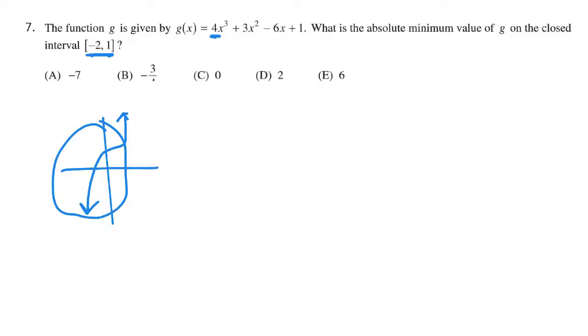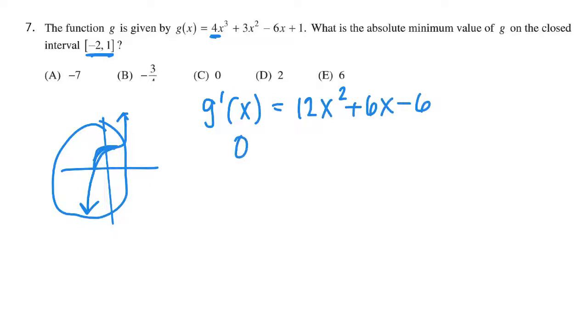So we do need to check though and see where this curve is. So let's go ahead and do the derivative and find a critical point. So g prime at x is going to be 12x squared plus 6x minus 6. And again, this is a factoring situation. We need to set this equal to 0, and I would factor out a 6 out of every part. So I have 2x squared plus x minus 1.